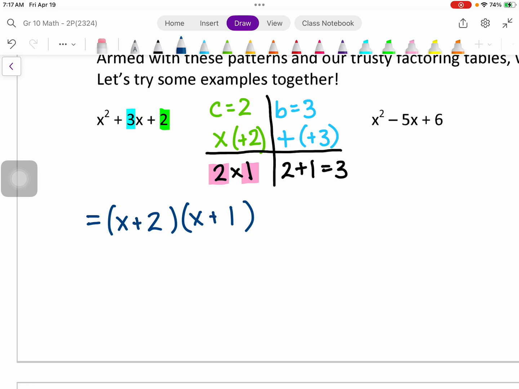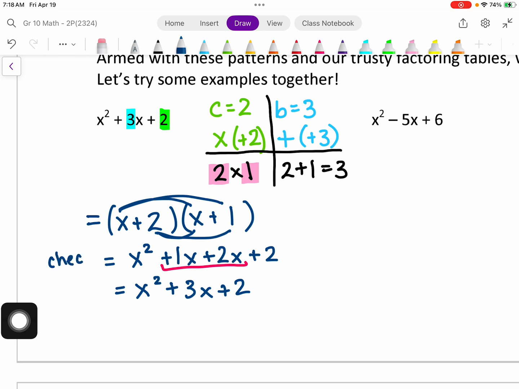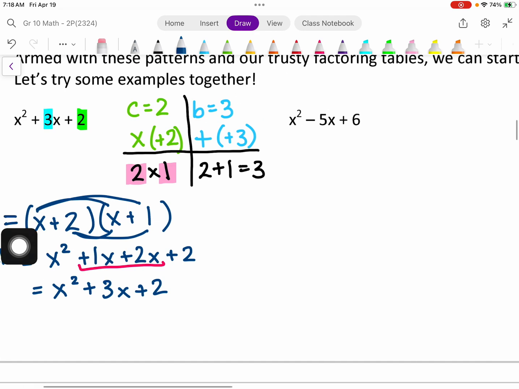So I can check this. x times x is x squared. x times 1 is 1x. 2 times x is 2x. And 2 times 1 is 2. Then we have our 1x plus 2x, and that's 3x, and then plus 2, and we're back to the original. So this is just a check to see if we got our binomials correct. Let's try another example.